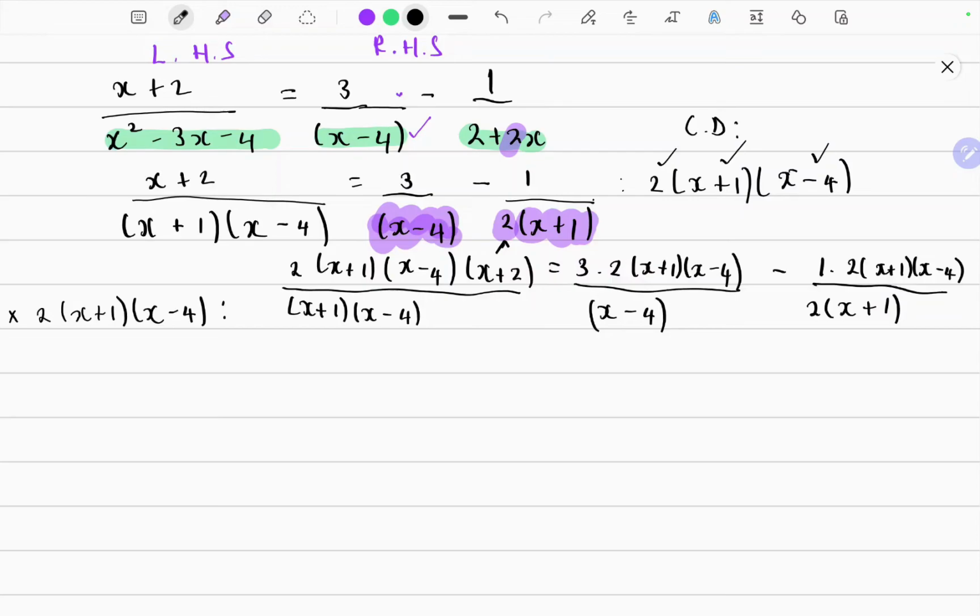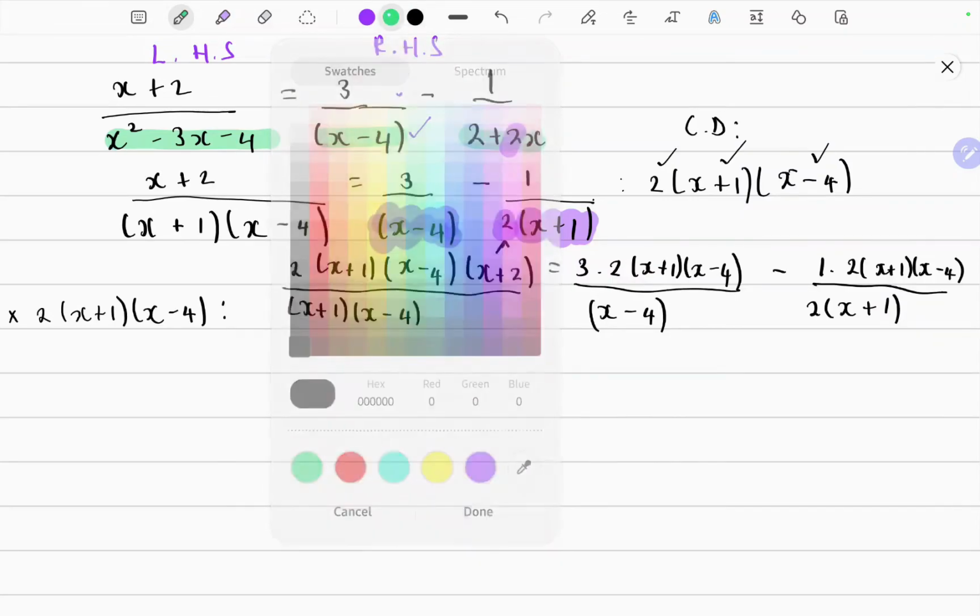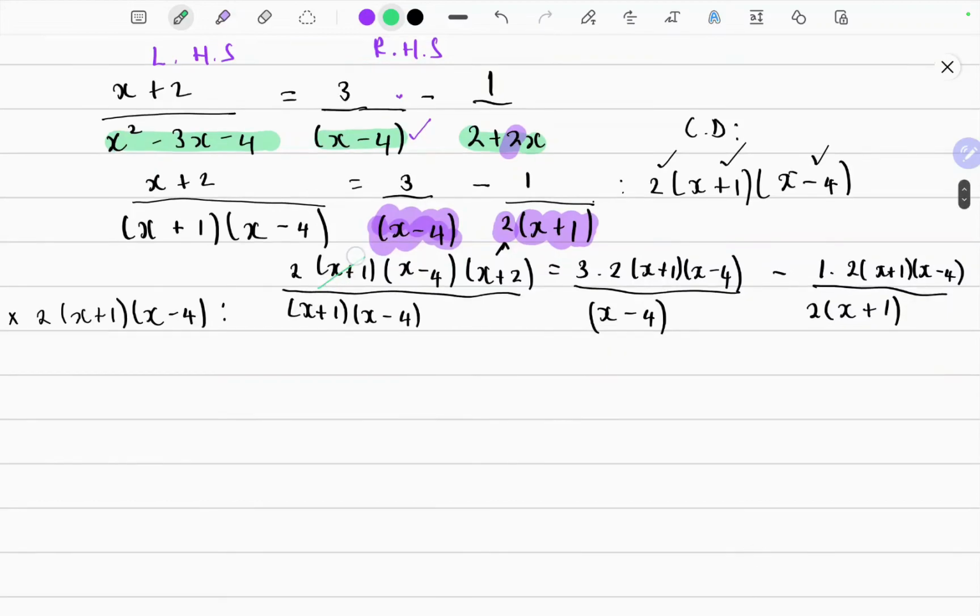So now we can cancel like terms in the numerator and the denominator. So x plus 1 and x plus 1 cancel out, x minus 4 and x minus 4 cancel out. Here x minus 4 and x minus 4 cancel out. Here 2 and 2, that's why we included 2 here, so that we can cancel out this 2, and x plus 1 and x plus 1 cancel out. So notice how we completely got rid of the denominators. That's why we multiplied throughout with this common denominator, to get rid of the denominators in each expression.